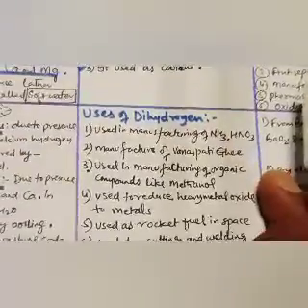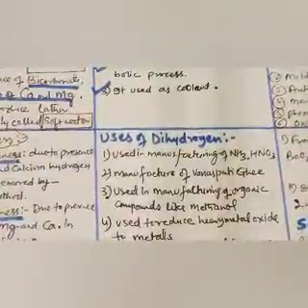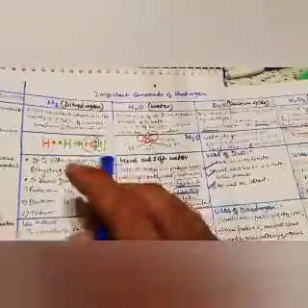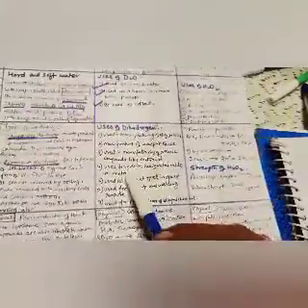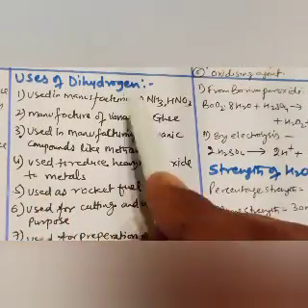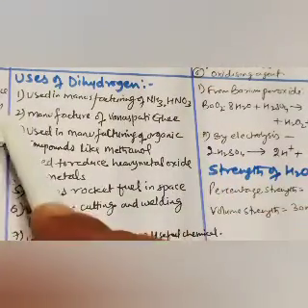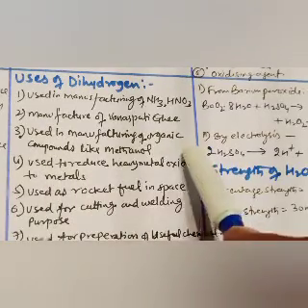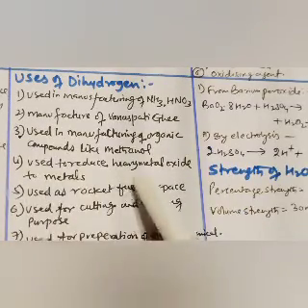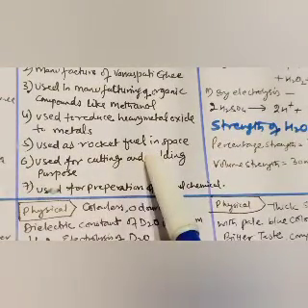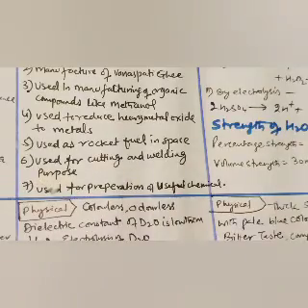Because of less space, the uses of dihydrogen are here, so you will note down this also. Hydrogen is used in the manufacturing of ammonia and nitric acid. It is used for manufacturing of vanaspati ghee. It is used in manufacturing of organic compounds like methanol. It is used to reduce heavy metal oxides, as a rocket fuel, which is very important, and for cutting and welding purposes. It is used for the preparation of useful chemicals.